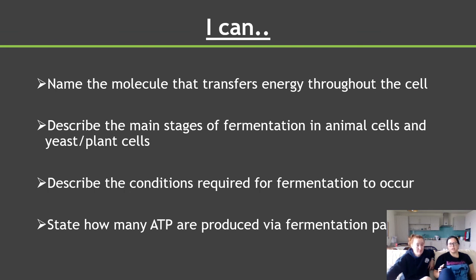So the molecule that transfers energy throughout the cell will be ATP. You do the next one. Okay, to describe the main stages of fermentation in animal cells and plant and yeast cells, well, in animal cells, it's the idea that glucose goes to 2 pyruvate whilst 2 ATP is produced, and it is then broken down into lactate, which is reversible, whereas in plant cells, glucose is converted to 2 pyruvate, 2 ATP are produced, and ethanol and carbon dioxide are produced.